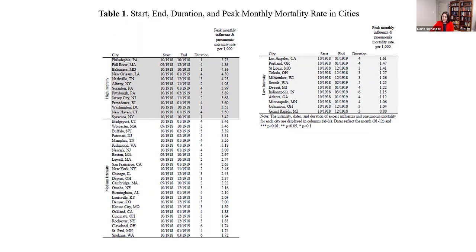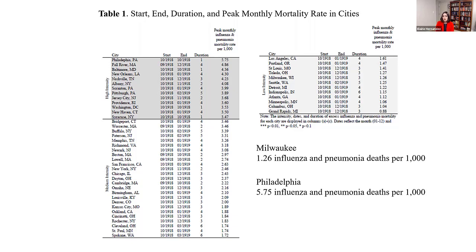I don't have data on Wisconsin for many cities, but I do have Milwaukee, which at the peak had an influenza mortality rate of about 1.26 per 1,000. Now this compares to Philadelphia, which was one of the cities that was hit hardest at the very start of the pandemic. And they experienced a mortality rate for influenza and pneumonia of about 5.75 per 1,000.